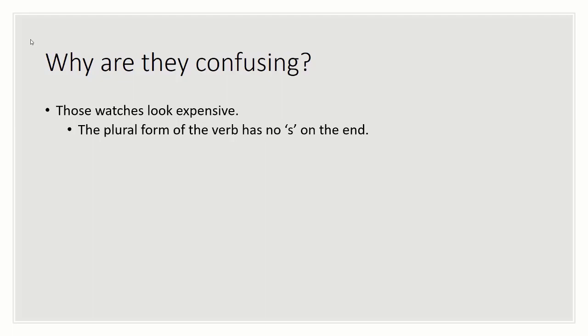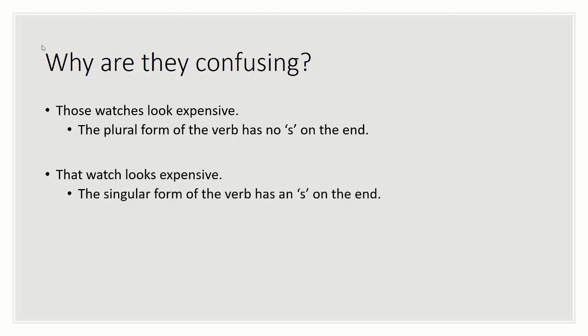So that is a little bit confusing for people, because if you just followed the normal rules of English, you would assume that if watches is plural, then it should be looks with an S, because normally we put S on plural things. But for subject-verb agreement, when a verb is plural, it normally has no S on the end. The watch looks expensive. So the singular form of the verb has an S on the end.